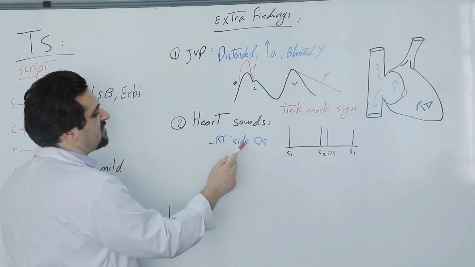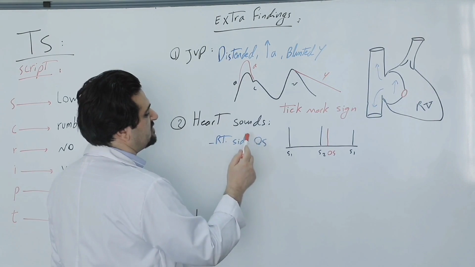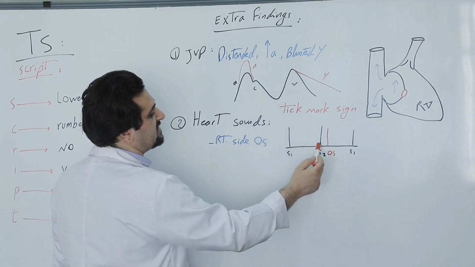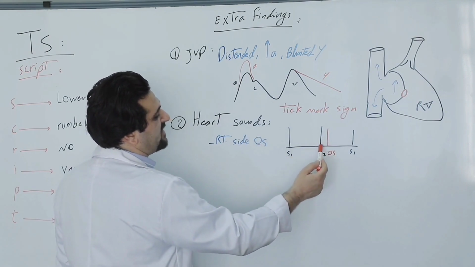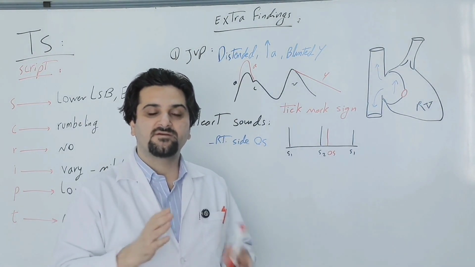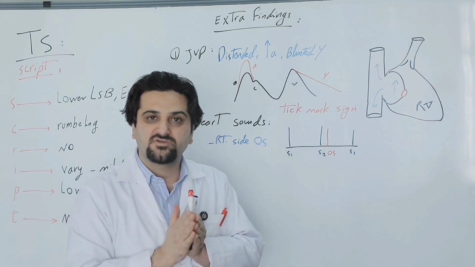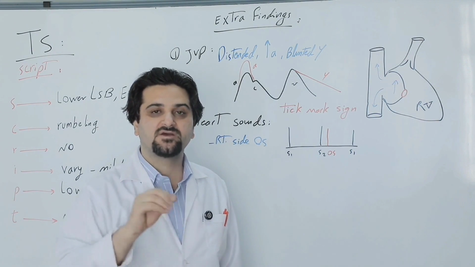The first feature is the right-sided opening snap. An opening snap is the sound of the tricuspid valve opening, which is heard at the beginning of diastole, that is, immediately after S2. As we mentioned, in the heart, the opening of the valves does not produce any sound, and the sounds we hear are due to the closing of the valves, unless there is a pathology present.